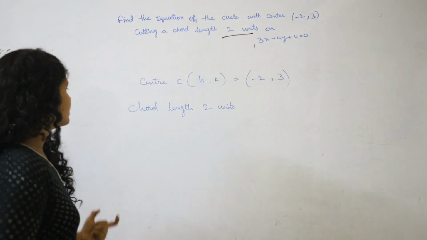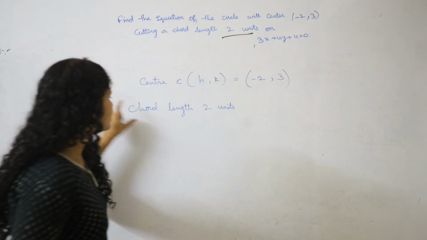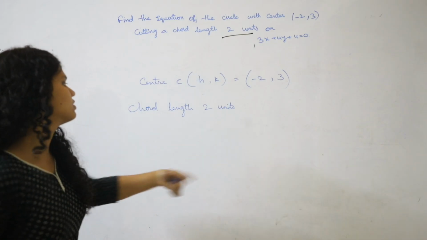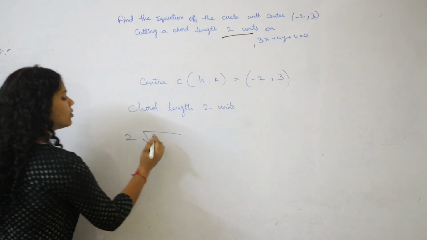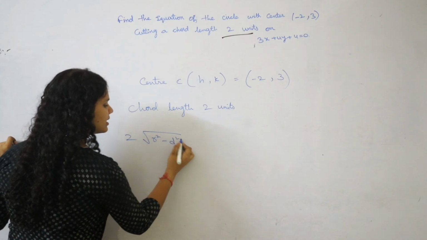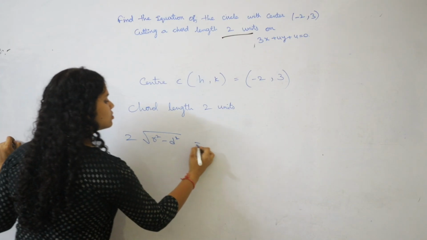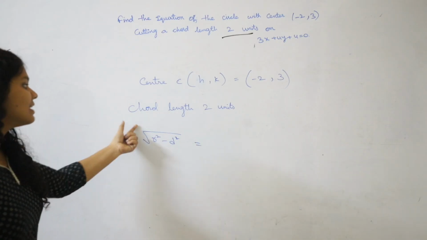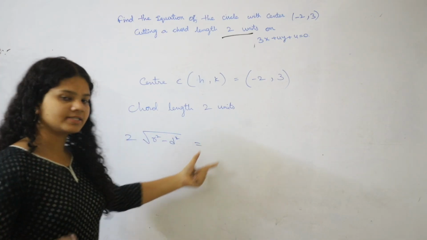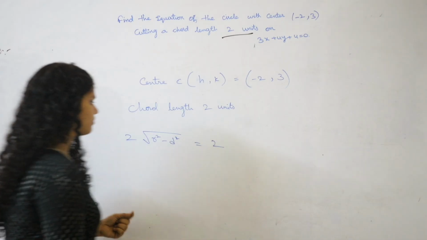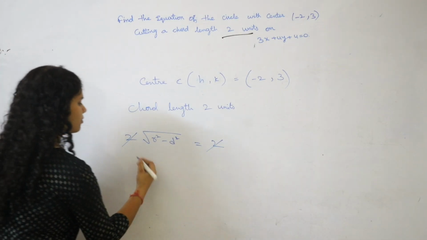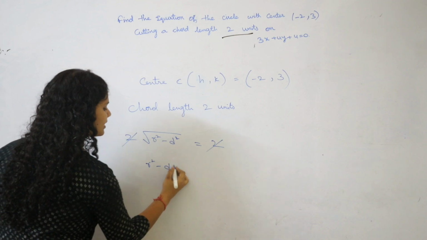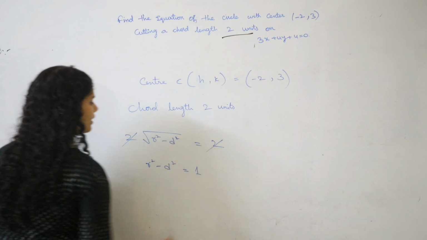First of all, they have mentioned the chord length, right? Chord length is 2 units. So what is the formula of the length of the chord in a circle? It is 2 root r square minus d square. From the given question, the length of the chord is 2 units, so let's write 2. Now just cancel 2 and 2 from both sides. This becomes r square minus d square equals 1.